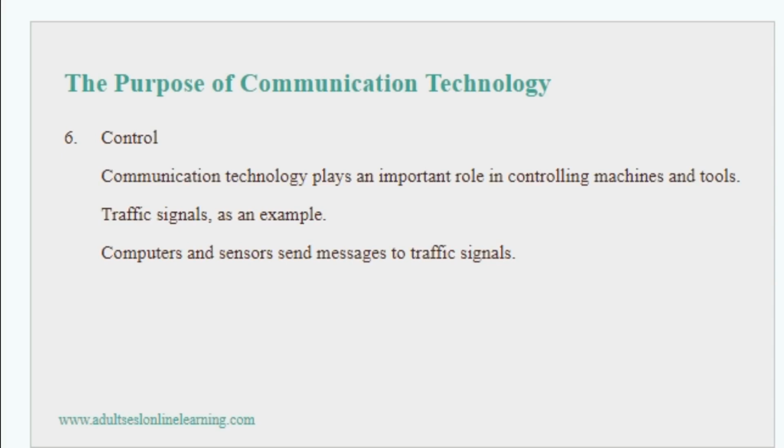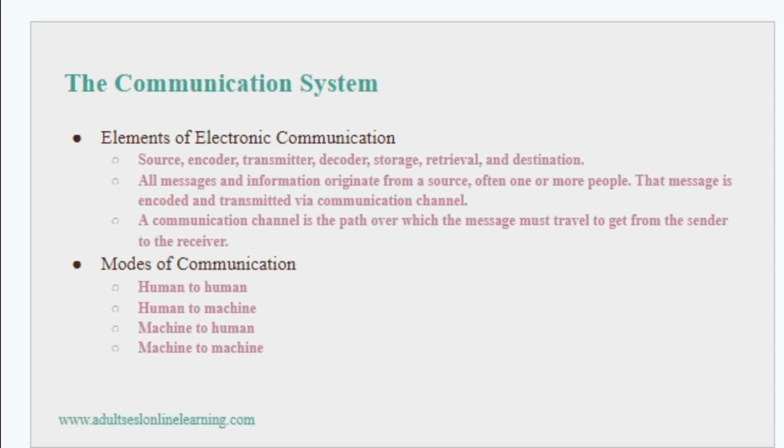Communication technology plays an important role in controlling machines and tools. Traffic signals, as an example. Computers and sensors send messages to traffic signals. The communication system. Like all technological systems, a communication system consists of inputs, processes, outputs, and feedback. They work together to achieve the goal of sending and receiving information or messages.